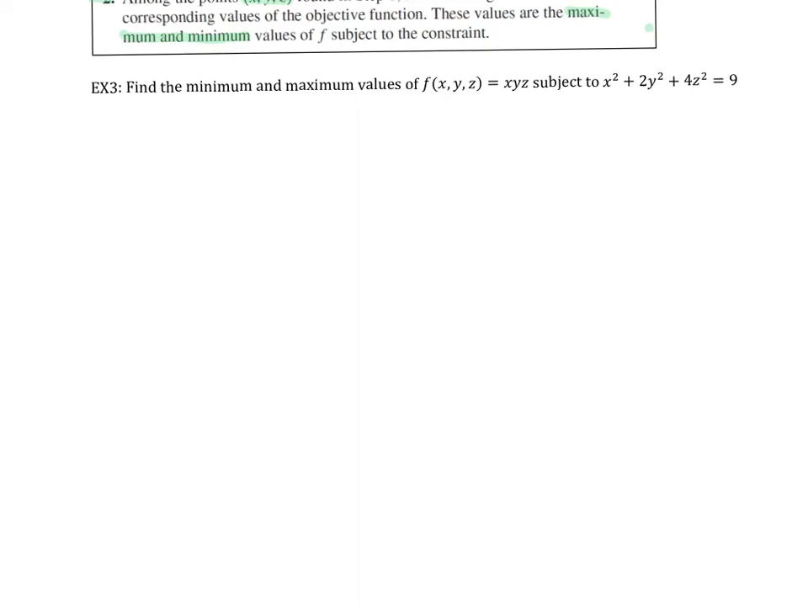Example 3, we have a function subject to, so we have our g, our constraint function.